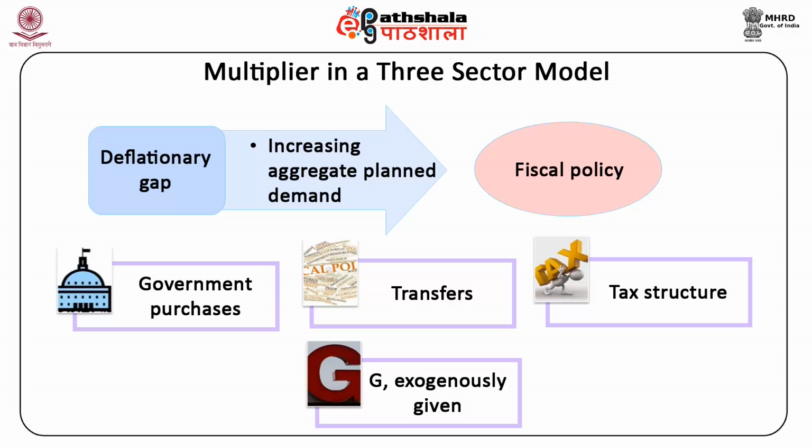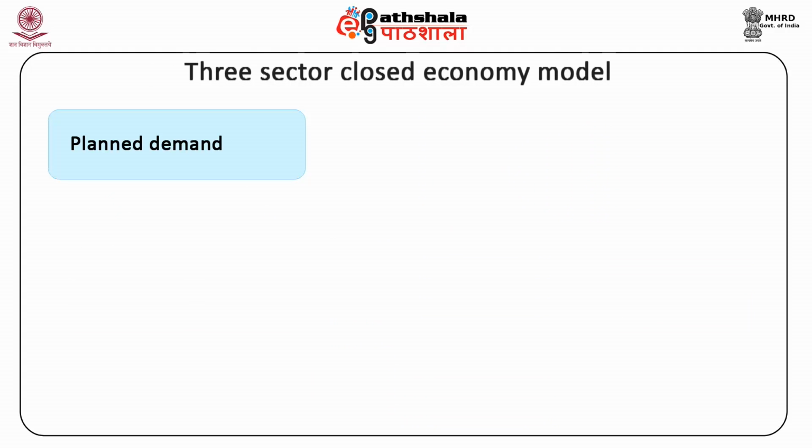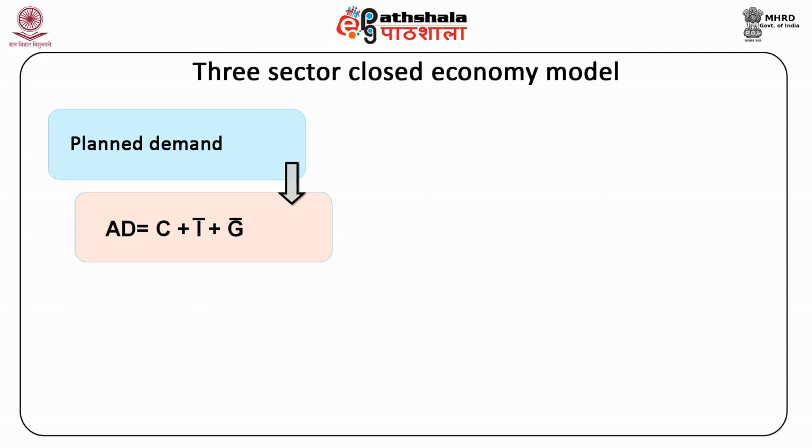Government purchases of goods and services, that is G, are a component of aggregate planned demand and is assumed to be exogenously given at a constant amount G bar. In a three-sector closed economy model, planned demand is given by AD equals C plus I bar plus G bar. This is given as equation 1.